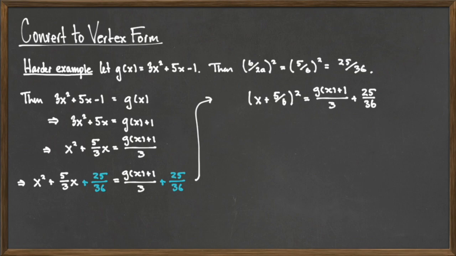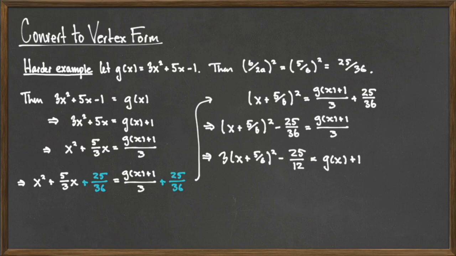Now that we're here, all I need to do is try and solve for g of x. I'll begin this process by subtracting the fraction 25 over 36 from both sides. Next, I will multiply both sides by 3 to help clear that fraction that g of x is involved in. This is going to give me the quantity 3 times x plus 5 over 6 squared minus 25 over 12 equals g of x.